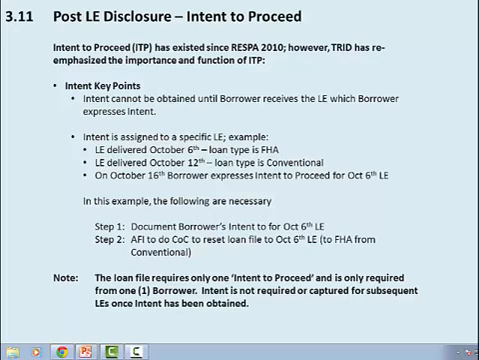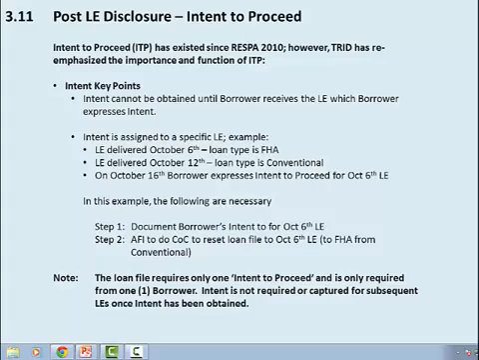The intent to proceed has existed since RESPA 2010. However, TRID has greatly increased the importance of intent to proceed. There are a couple of key things to remember with intent to proceed. The borrower cannot express, and AFI cannot accept, intent to proceed until the borrower has received the LE. This is fairly intuitive. The borrower cannot intend to proceed with the LE terms until they have received the LE. Intent is expressed to a specific LE.